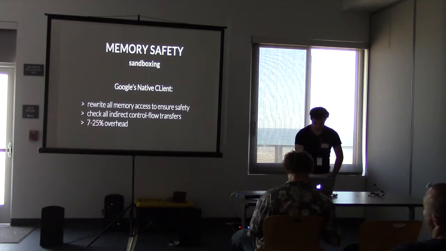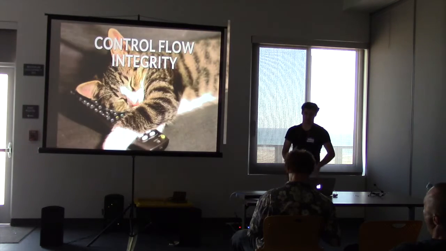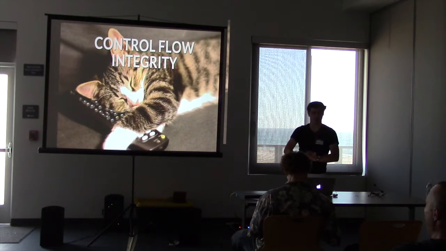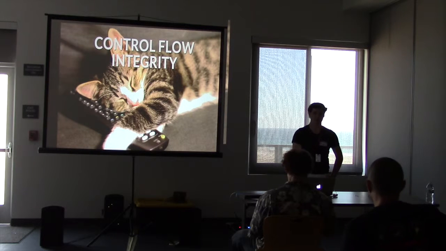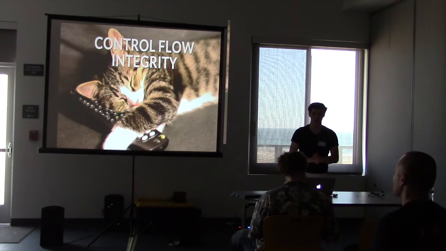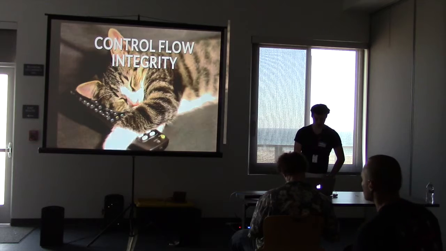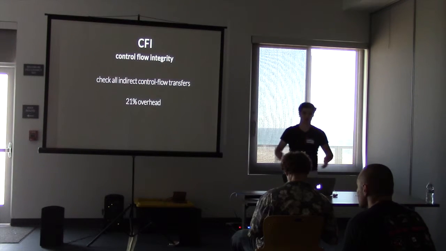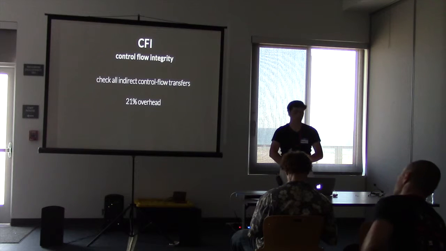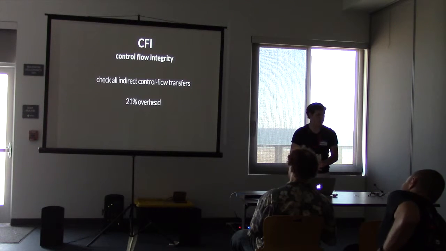So, of course, security engineers don't like overhead. We don't like things to be slowed down. So, control flow integrity is a subset of what sandboxing does. Rather than preventing all memory errors, we can just check all of the indirect control flow transfers. So we allow the attacker to overwrite control flow pointers, but then we check them before we actually visit them.